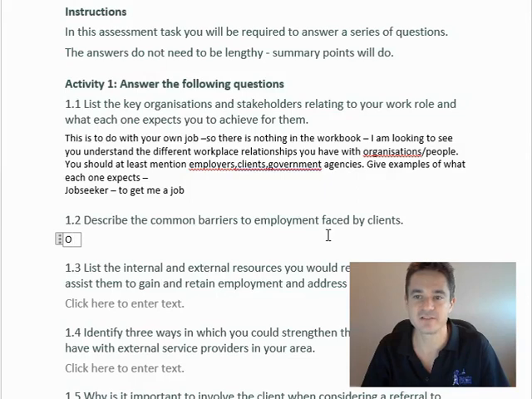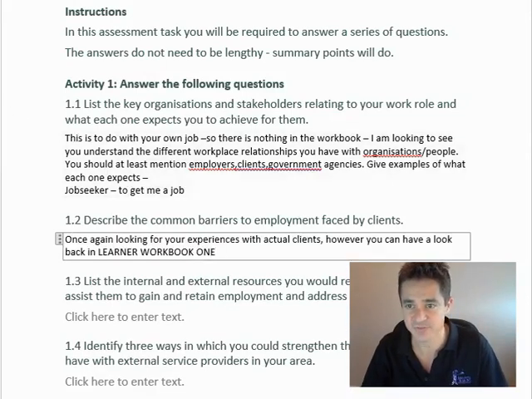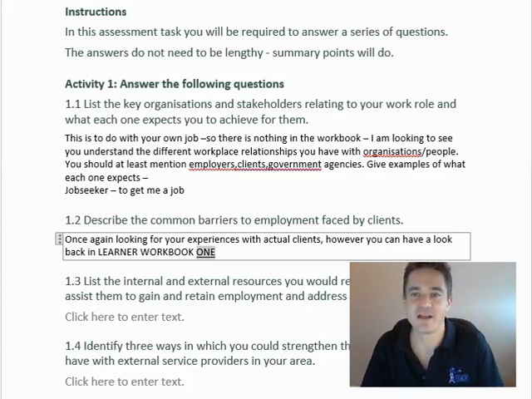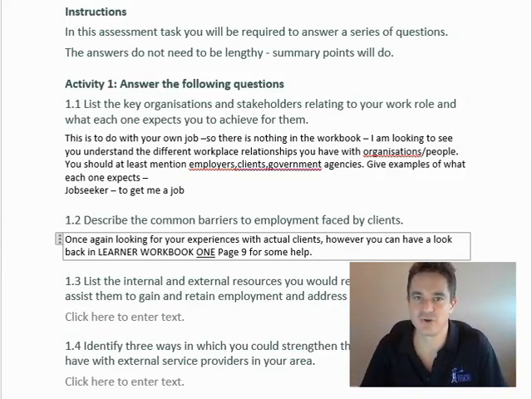Describe common barriers to employment faced by clients. Okay, once again, we want responses from your actual clients, like people that you've dealt with. However, you can take a look way back in Learner Workbook 1 on page 9 for some help there. Remember, that's Workbook 1. Go back and have a look there if you're looking for some barriers. But we want to see the ones that you're actually seeing in your job.